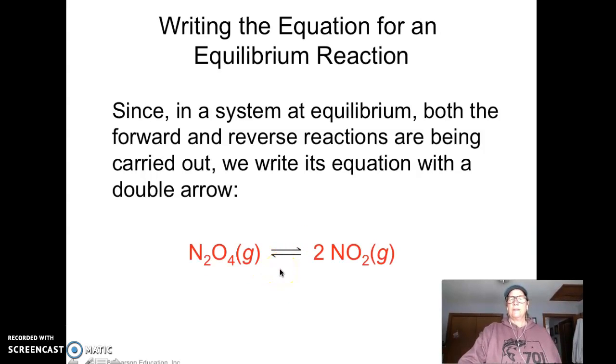Okay? Here's one I was just showing you. N2O4 is a gas producing NO2, which is a gas. So I'm taking this and it's breaking down and it's producing this, but these guys are also combining to make this. So it's going back and forth. That's a reaction that can go forward or reverse. Not all reactions can do this.